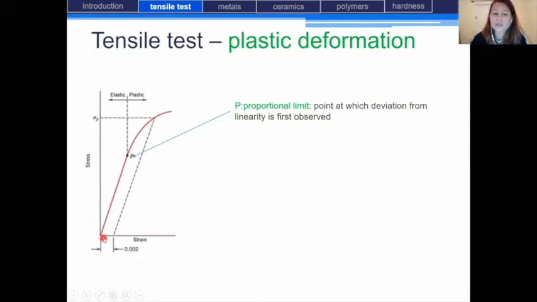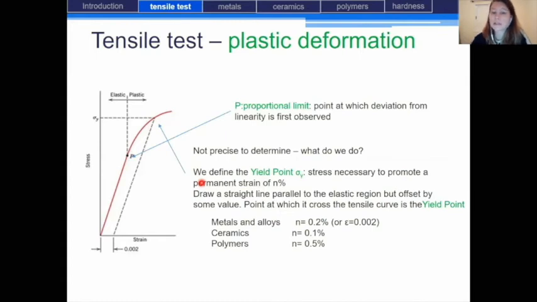This transition from the elastic domain to the plastic domain is determined by this point, P, which is the proportional limit. It is the point at which deviation from linearity is first observed. But it is not very easy to determine this point P. So what do we do practically? In fact, we define the yield point, which corresponds to the stress necessary to promote a permanent strain of n%.